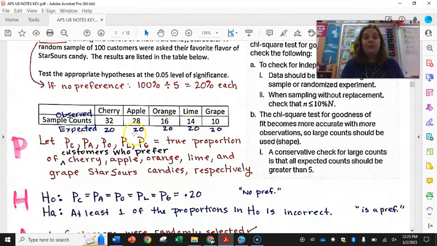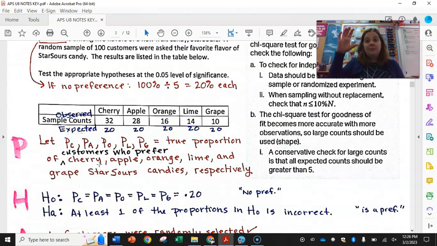So here's the first thing that we would do. You need to recognize that these flavors up here represent observed counts. So when they say the sample counts, that is what is observed. Okay, we also need to figure out what the expected counts would be. So we would think no preference means that they like them all the same. And if they like them all the same and you're splitting 100% into 5 categories, that would be 20% each. Okay, so we're going to start off with identifying our variables. So I'm going to say something like this. Let PC, PA, PO, PL, PG equal the true proportion of customers who prefer cherry, apple, orange, lime, and grape, respectively.